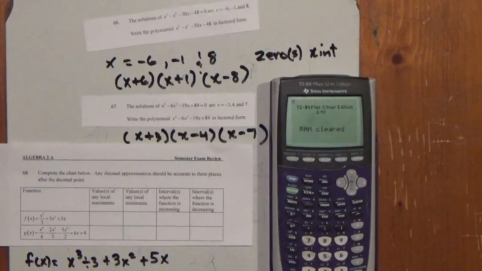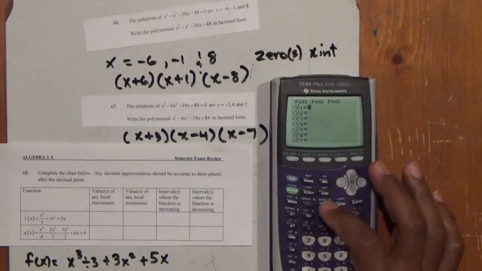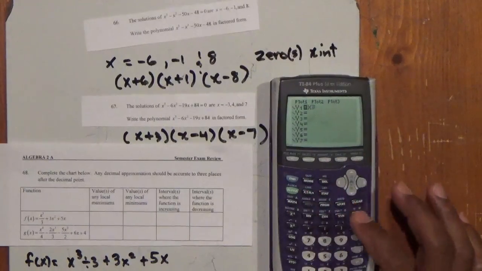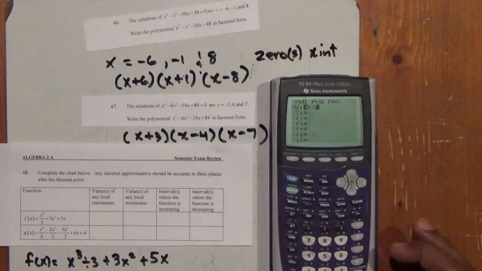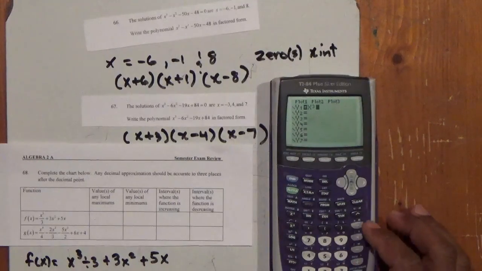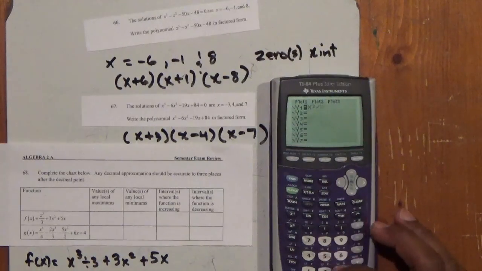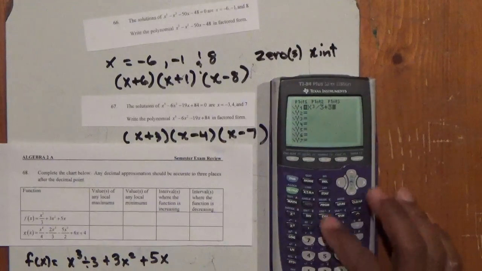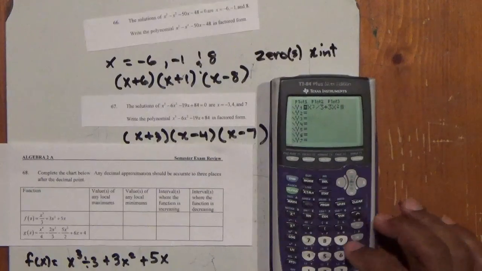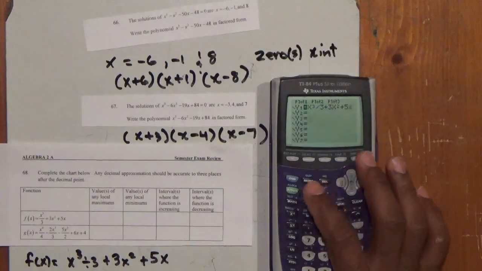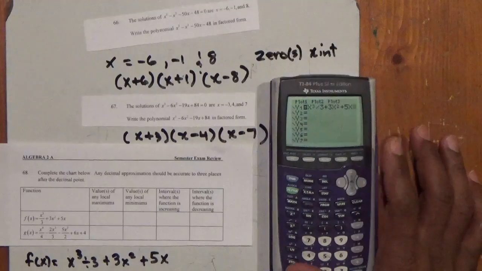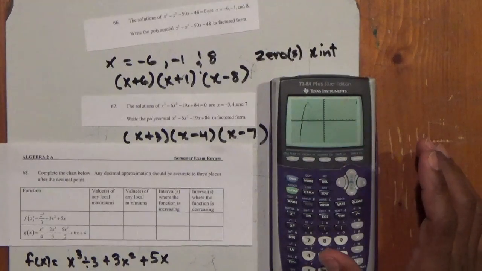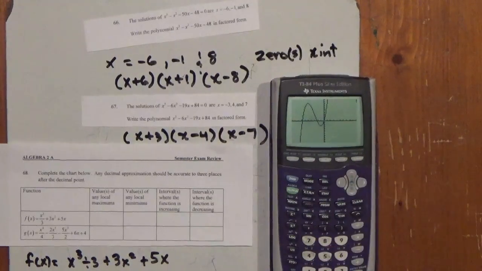I just reset the calculator. All right, let's see. This is pretty much all calculator math. x cubed divided by 3, plus 3x squared plus 5x. All right, and let's take a look at the graph. They give us something fairly simple.